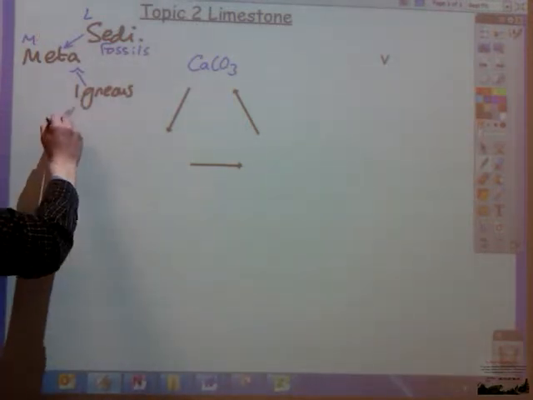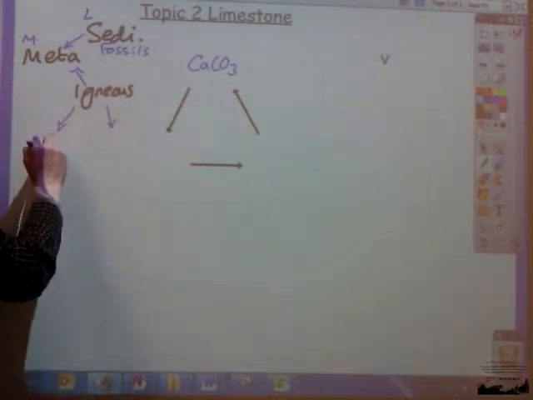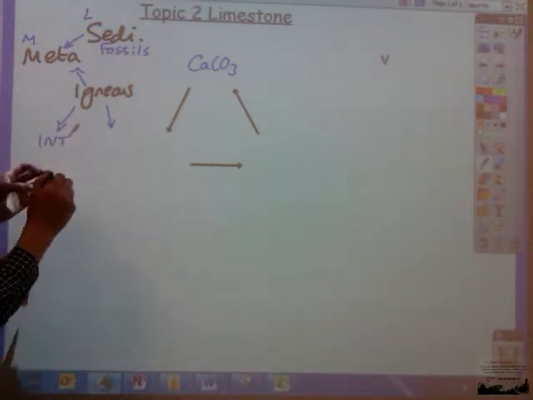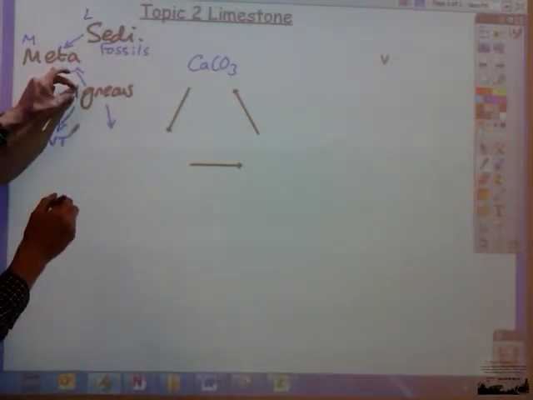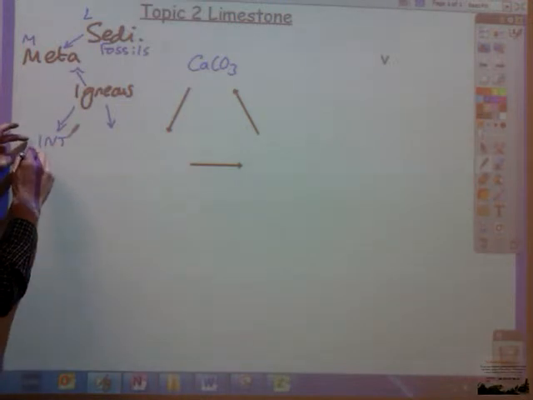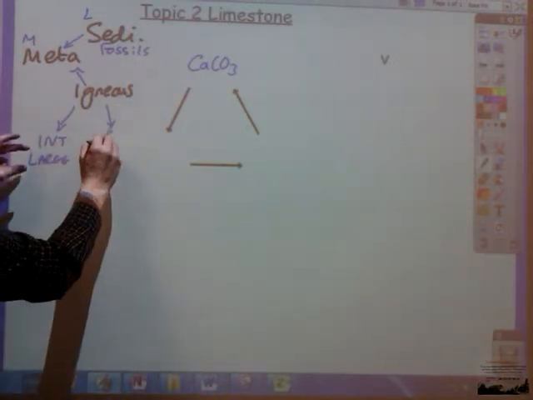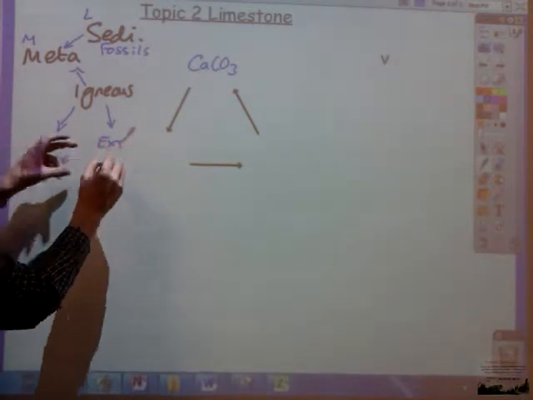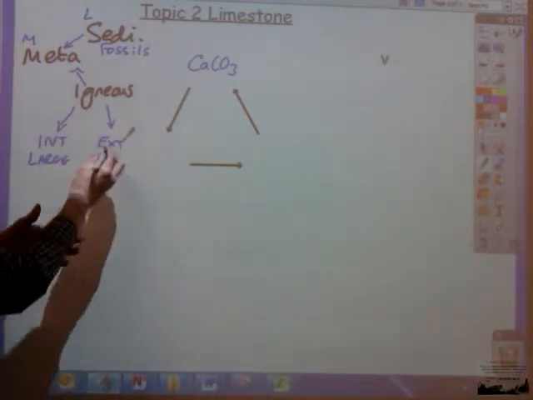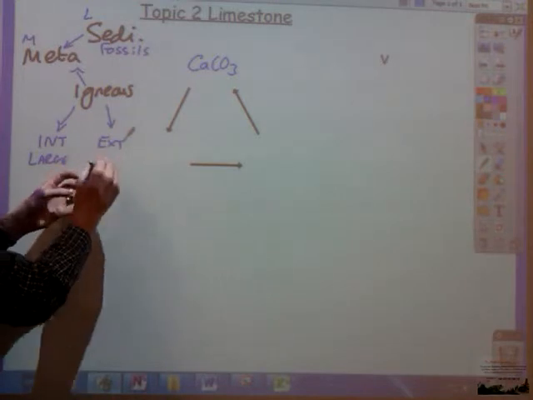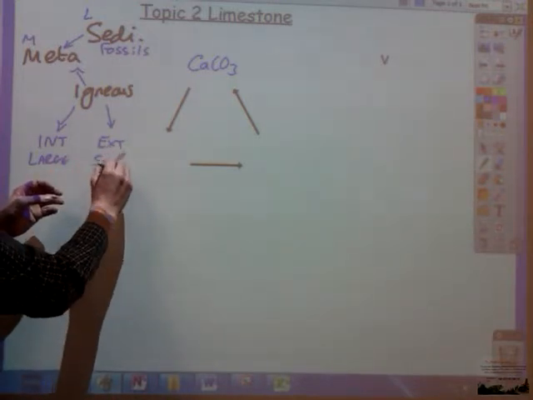Igneous rock comes in 2 types. So you may have intrusive, which cools slowly. So this comes from magma. Okay, so the magma is cooled slowly with large crystals, and extrusive, which the magma has come out, becomes lava, and it's cooled quickly, so it has small crystals.